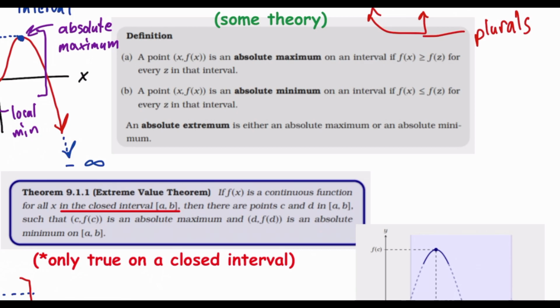Definition B, a point x comma f of x is an absolute minimum on an interval if f of x is less than or equal to f of z for every z in that interval. So once again, if I'm looking at some interval and I'm finding the point with the lowest possible y value in that interval, that is my absolute minimum. An absolute extremum is either an absolute maximum or an absolute minimum. So extrema, extreme values, absolute extreme values are either going to be maximums or minimums. There's no other option.